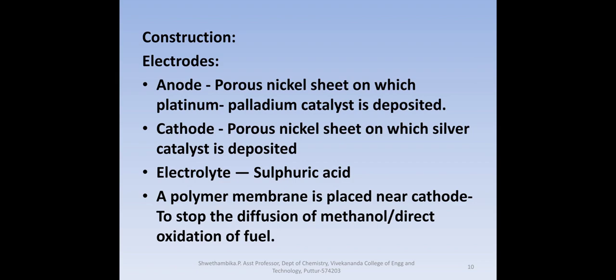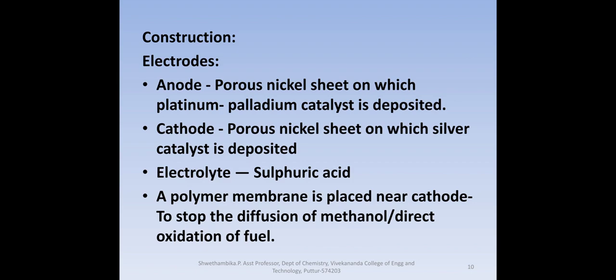Important 3 points here: the anode, cathode and the electrolyte. Anode is nothing but porous nickel sheet on which platinum and palladium catalyst is deposited. Similarly, the same nickel sheet in the porous condition could be taken as cathode when silver catalyst is deposited on the same. And electrolyte, as we have seen in the previous diagram, is nothing but sulfuric acid.